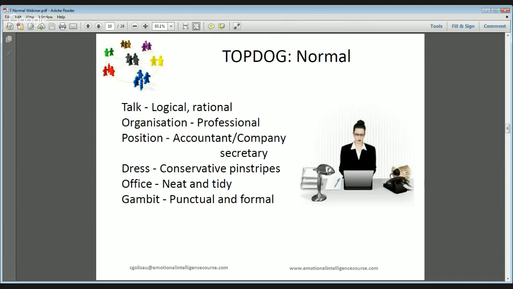Their dress is very conservative. It's pinstripes. And here is another lovely picture of a normal. She's dressed in black and white, which are two of the colors of the normal; black, white, and gray. Their office is always neat and tidy. Their desk is neat and tidy. And with regard to meetings, they're always on time. One of the worst things you can do is be late for a normal, and they're formal. They exchange business cards, for example. Do not readily start using your first name in the meeting. And they start with agendas and finish with action plans.